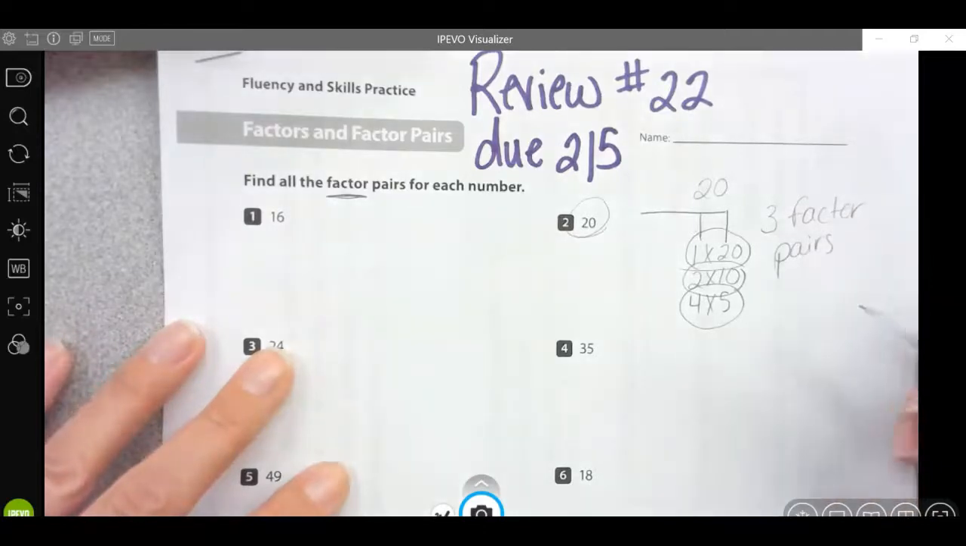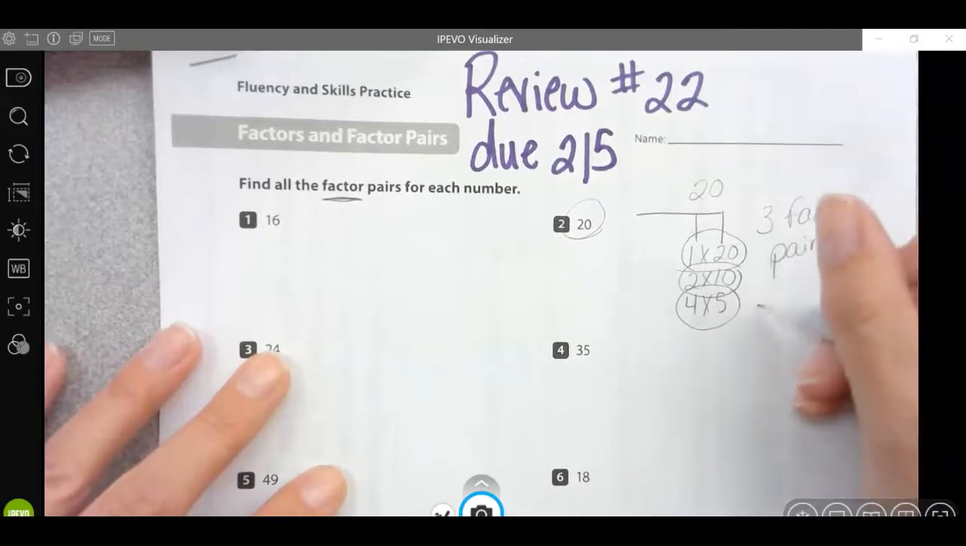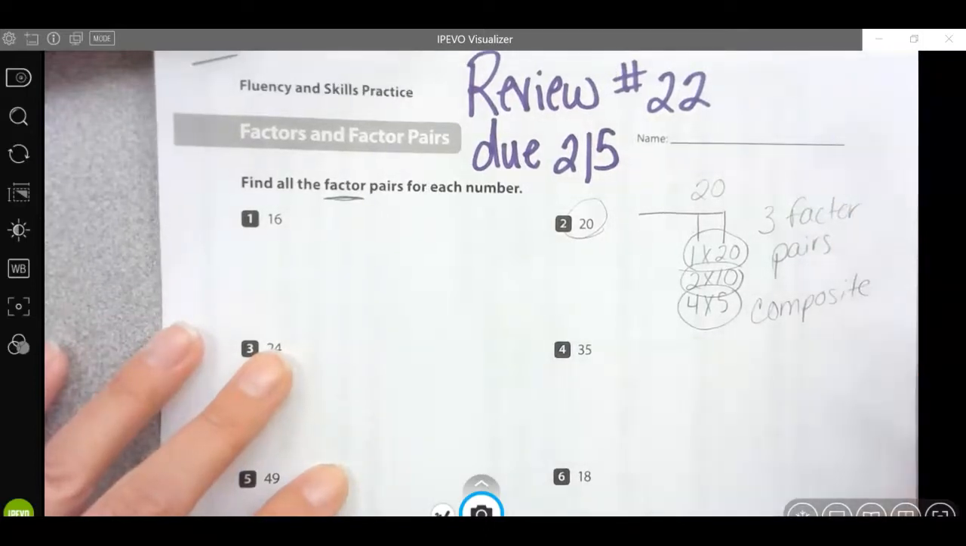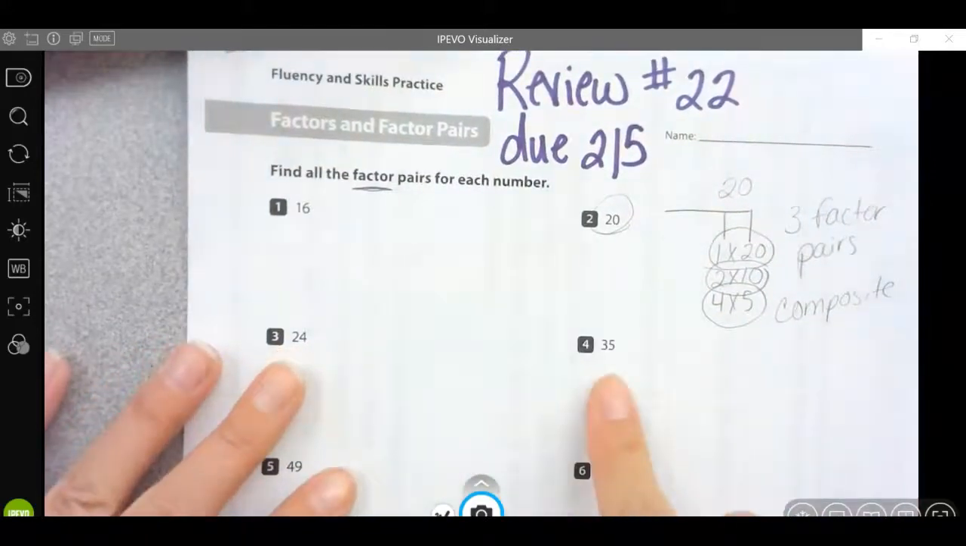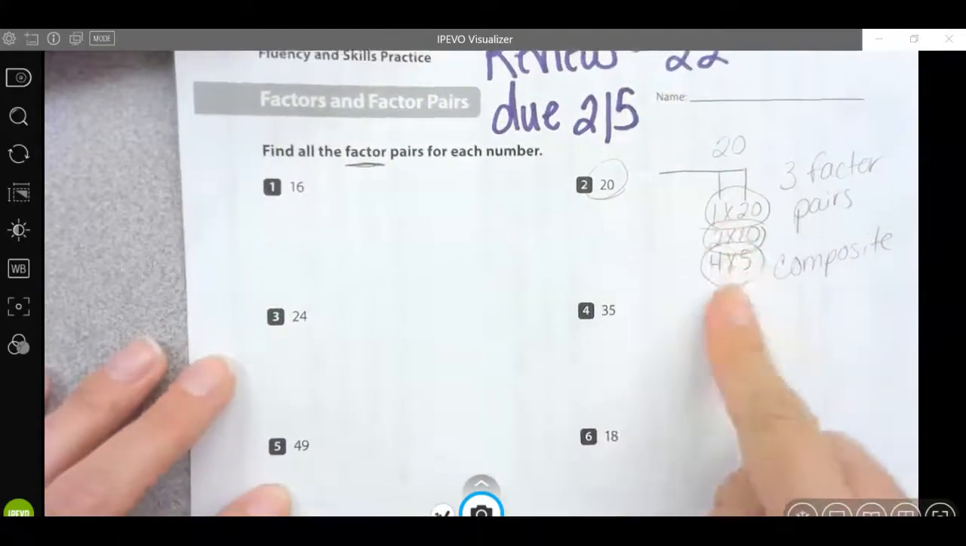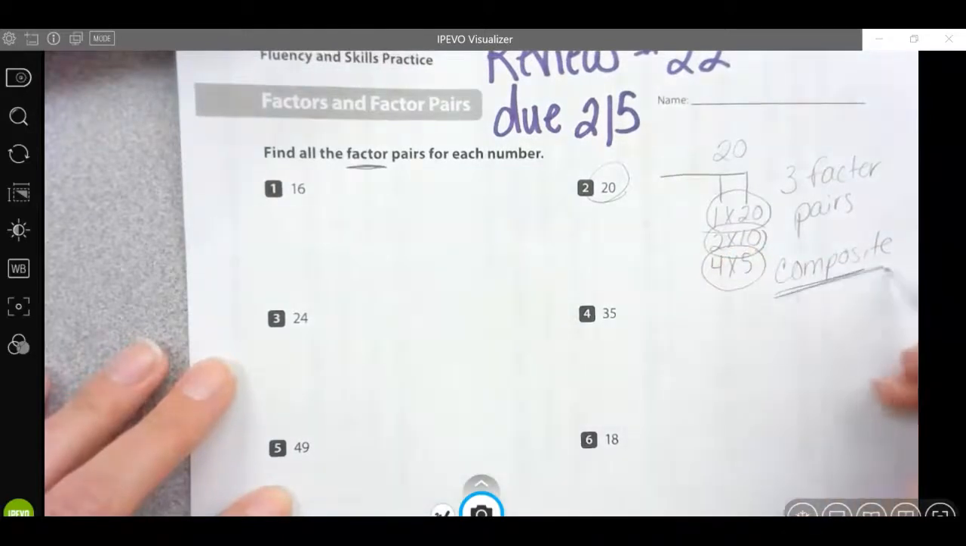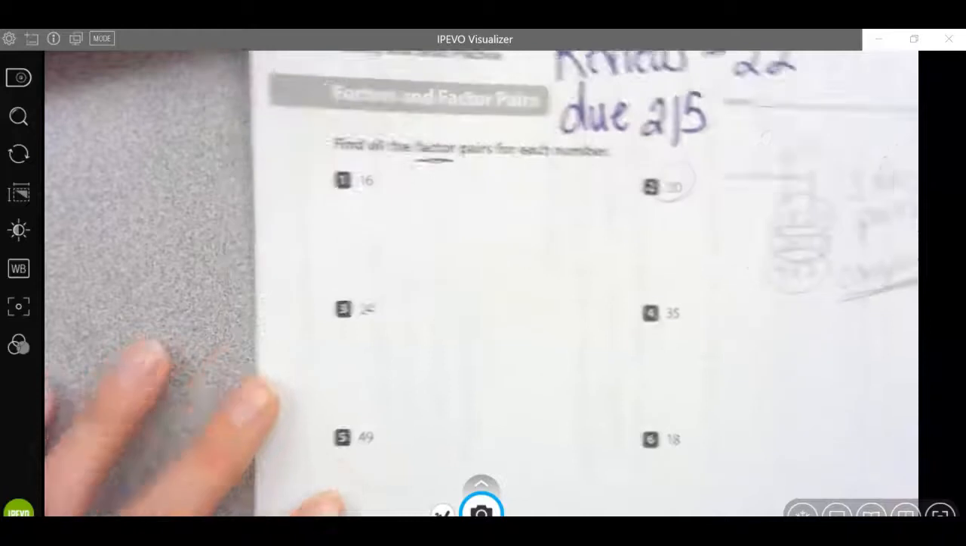So that would make this number prime or composite. Yeah, composite. Okay, so for this page, I want you to go through each one and tell me the factor pairs, just like this example, and then tell me if it is prime or composite, okay? That should be an easy review for you.